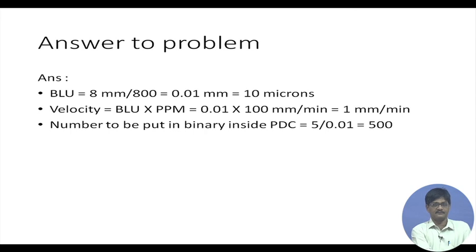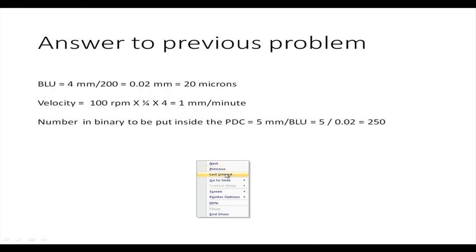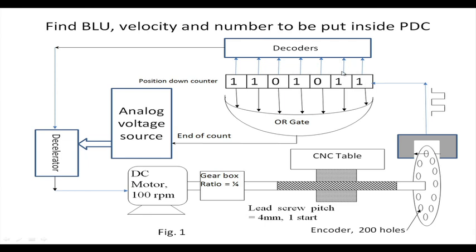Thank you. Next, see a similar problem in closed loop control, point to point still, but closed loop control. So, let us have a look at how it works. Let us have the same problem here and try to solve it. What is the problem? Find out the basic length unit, velocity and the number to be put inside the PDC to execute that same command. First of all, let us see how this works and in what way it is different from the previous one.